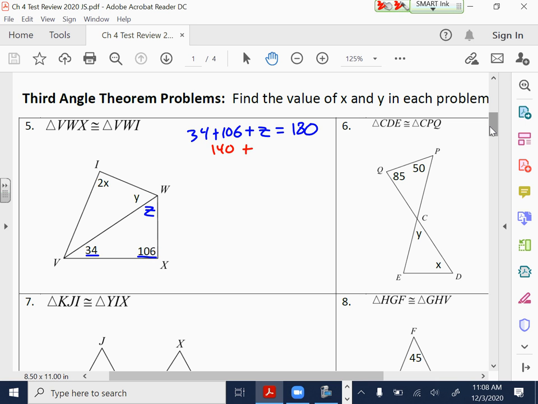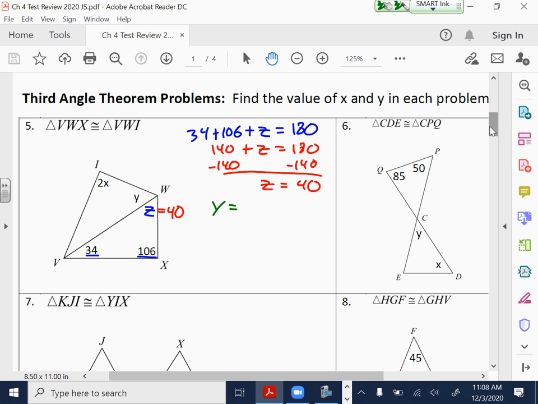140 plus z is equal to 180. Subtract 140, z is equal to 40 degrees. So that angle is 40 degrees.